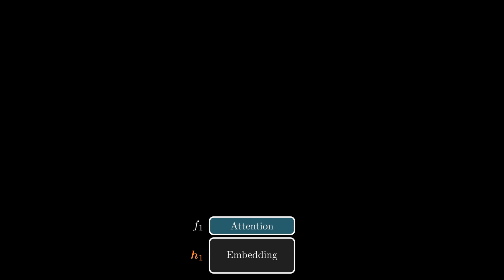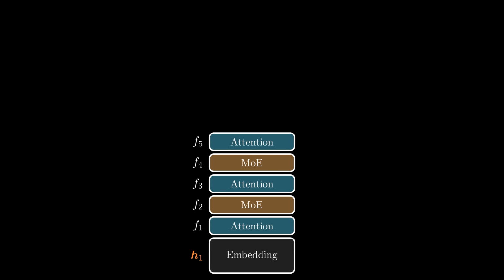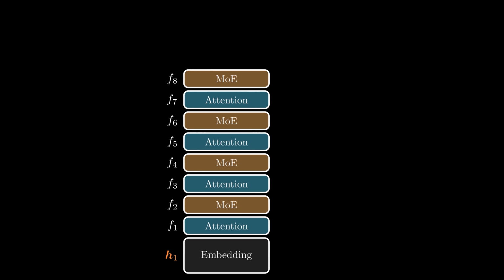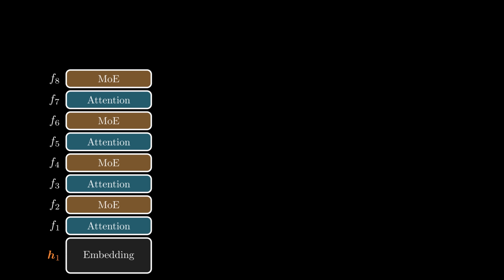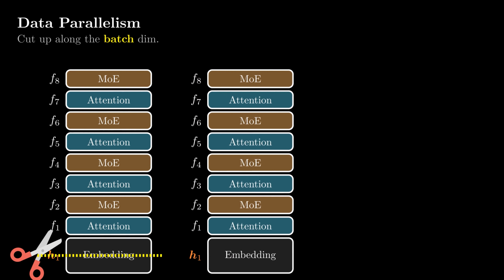Large models with tens of billions of parameters do not fit on a single GPU. To train these large models efficiently, we have to split them across many devices and coordinate their computation. There are strategies that cut the model along different dimensions. For example, data parallel cuts along the batch dimension. Each GPU gets a different subset of training examples and runs the full model on its subset. All GPUs run at the same time, and gradients are averaged across devices after each step.